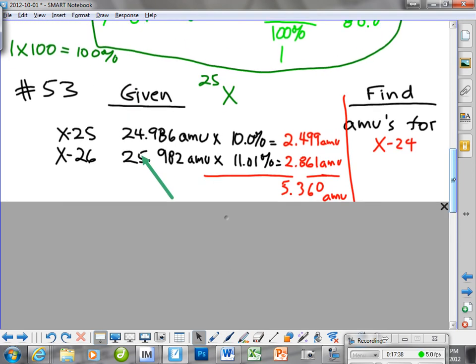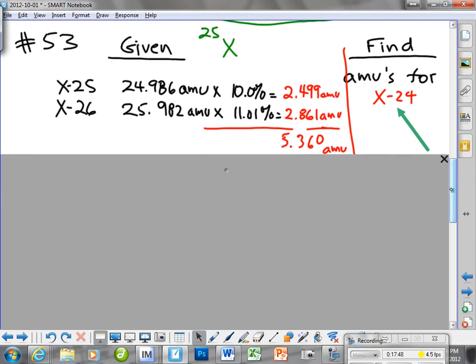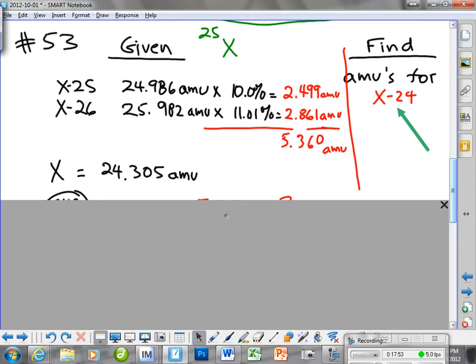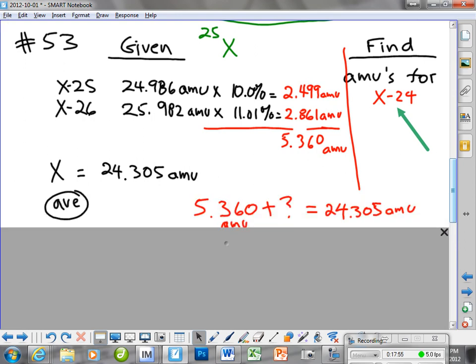Okay, so what are we supposed to find here anyway? We want the AMUs for X24. Well, how do we find that? What do we have to know? We've got to find something else out. Ah, we got it. And here it is. Look at that, huh? Given to us right in the problem.